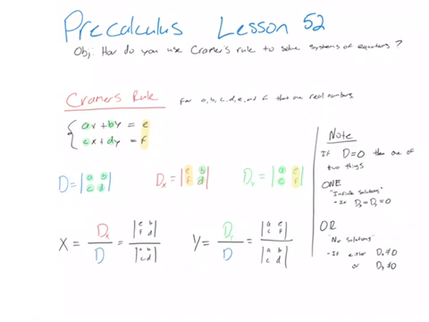So notice, x is just this D sub x over D, and y is equal to D sub y over D. It's that ratio. So as you go in there, we're looking for the x, we're using these ones right here in the x column, and over here in the y column when we're looking for y.